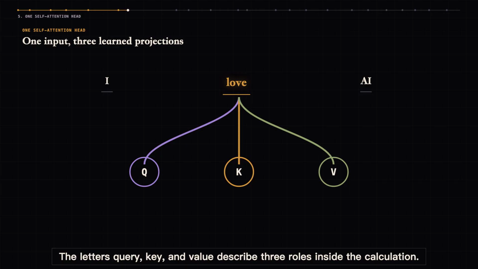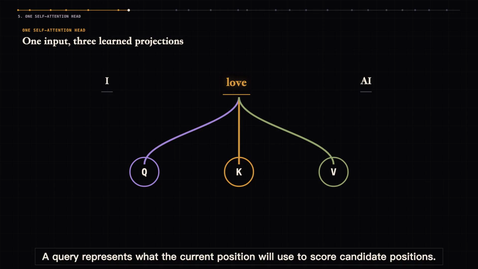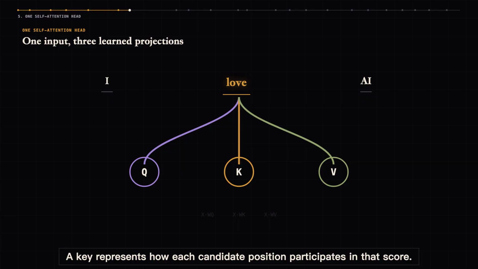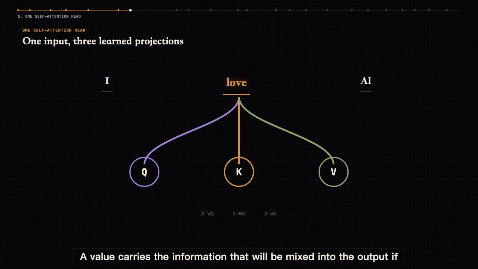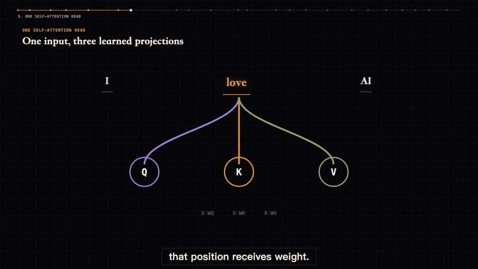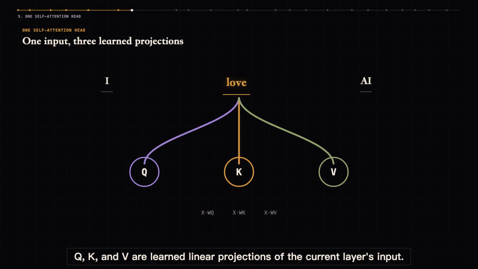The letters query, key, and value describe 3 roles inside the calculation. A query represents what the current position will use to score candidate positions. A key represents how each candidate position participates in that score. A value carries the information that will be mixed into the output if that position receives weight. The key is not a word dictionary. The value is not the final answer.